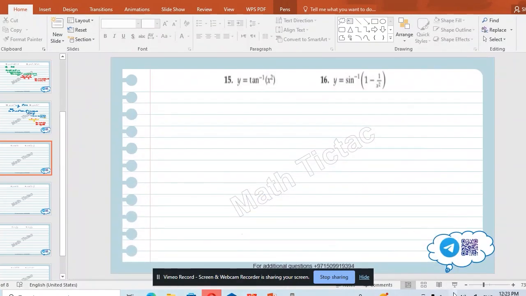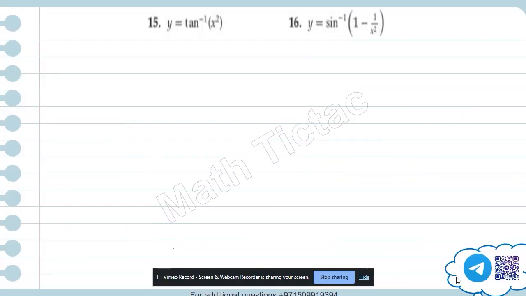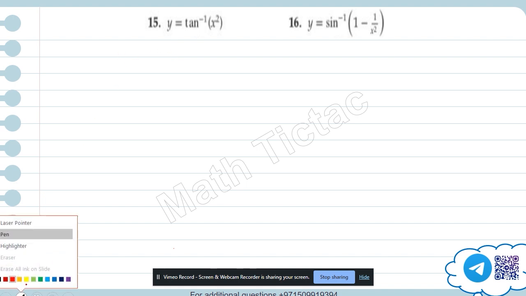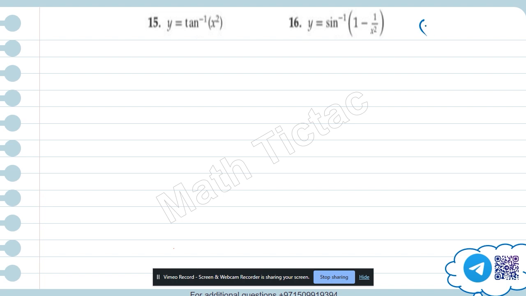So let's continue now. We have to solve question 15 or 16. So let's choose question 16, for example. Over here, let's choose this pen. Now for sine inverse, the domain also is from -1 to 1. But over here we have 1 minus, this is for sine inverse of x.